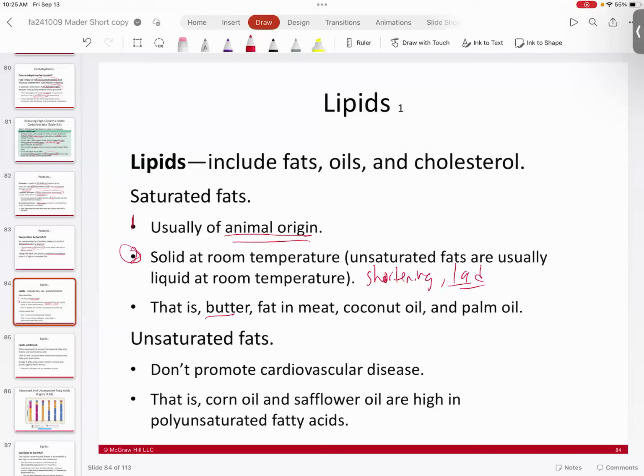So basically butter, real butter. Not coconut oil, which is saturated. So that's actually an unusual one because usually they're animal, but these are two, palm oil and coconut oil, that are very, very saturated. So they're not really great types of oils to use. Meat fat, so pretty much fat in all meats. Then we have the unsaturated.